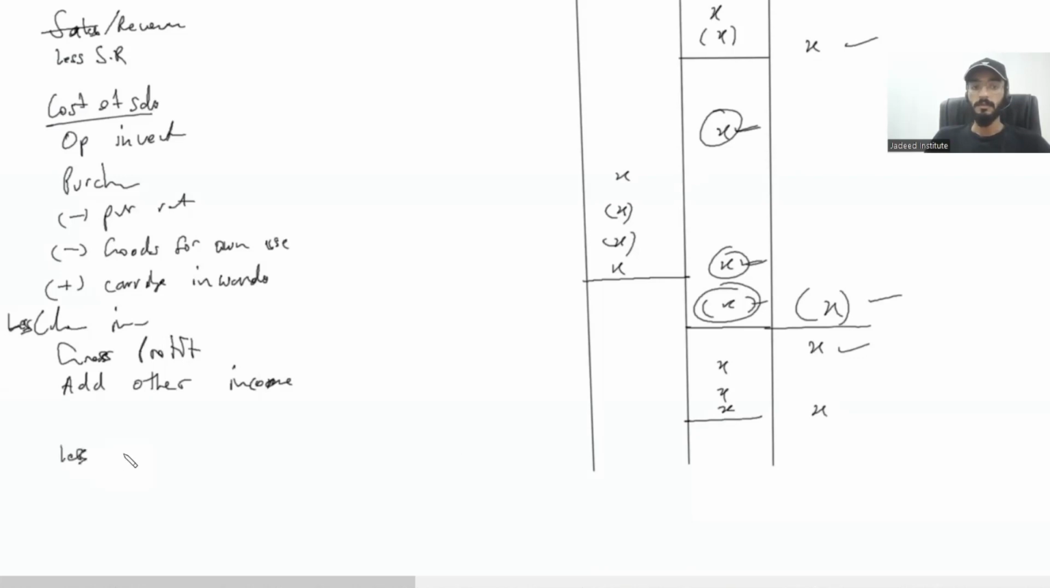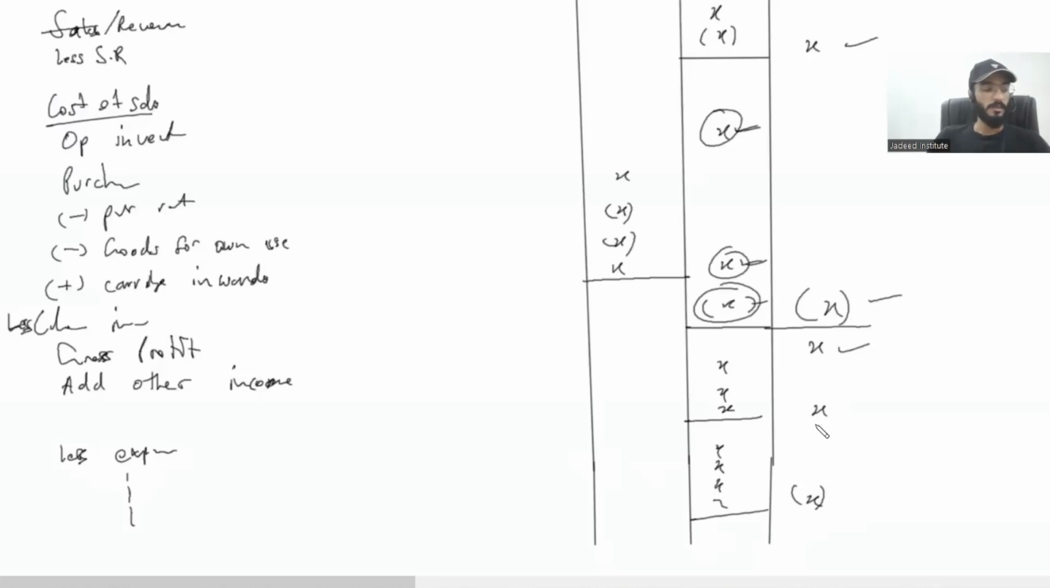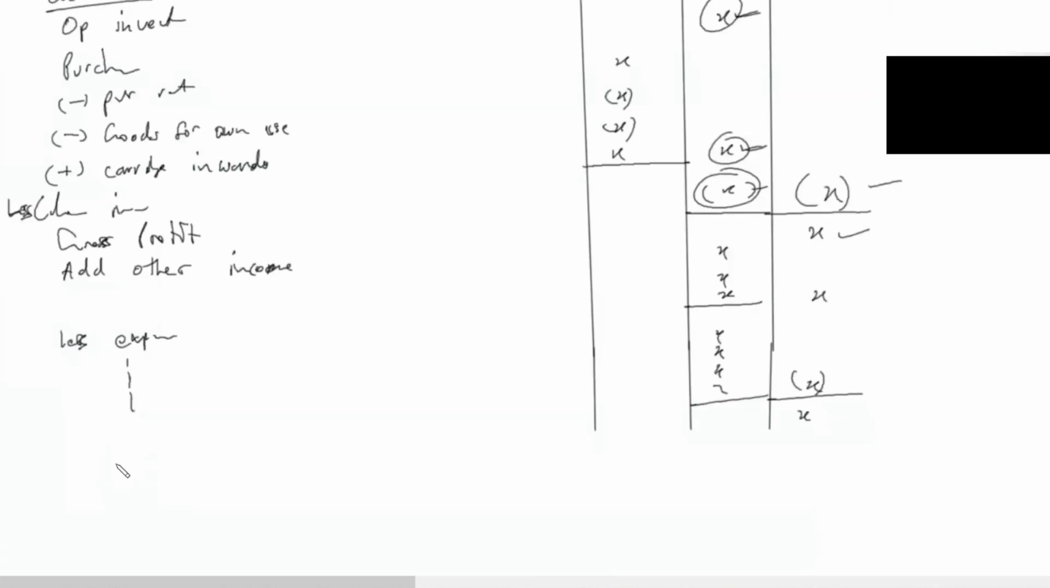Less expenses. Again, there'll be multiple of them, a whole list. You list them all, rent paid and electricity and this and that, and you total that and transfer to the last column, which will be subtracted from the gross profit. Sounds good? Gross profit plus other income minus expenses gives you profit for the year. And if your expenses are greater than your gross profit plus other income, it's going to be loss for the year. Sounds good?